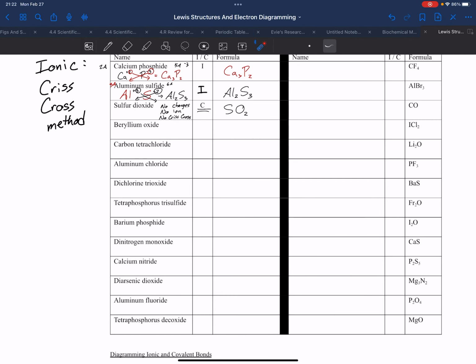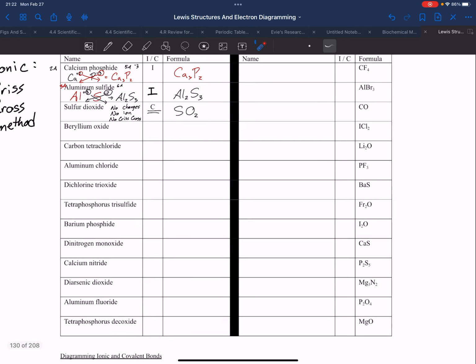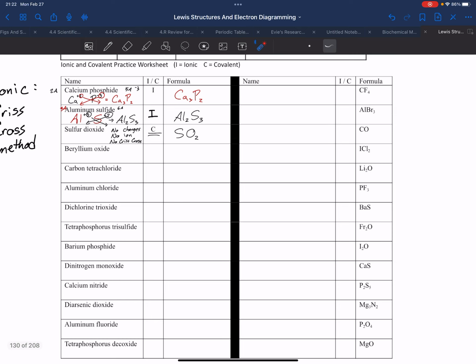And for the next 10 or so of these, you just determine whether it's metal, nonmetal, or nonmetal, nonmetal. Determine if it's ionic or covalent. And then you determine the formula by doing the crisscross method for ionic, or just looking at the prefixes if it's covalent. On the right side of the paper, you do the opposite, right?